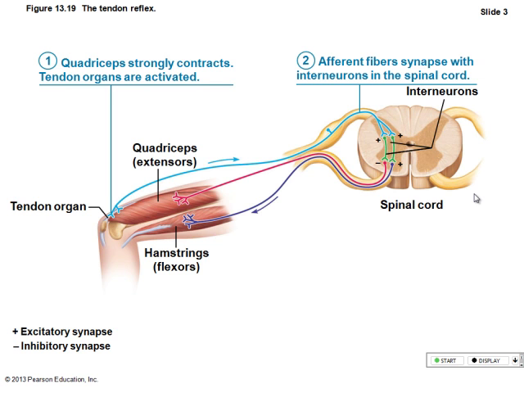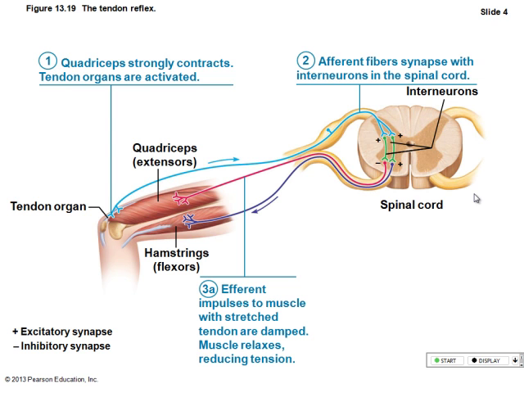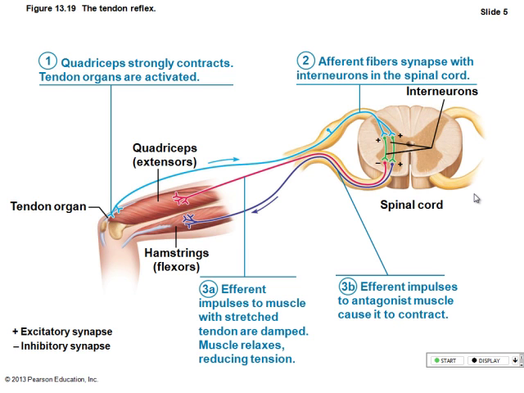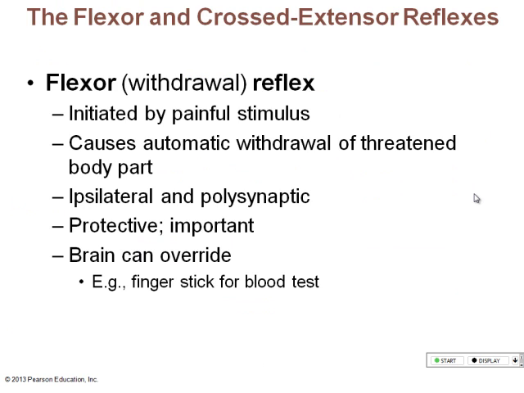Afferent fibers synapse with interneurons in the spinal cord. And then we send efferent impulses to the stretched tendon that are dampened. So the muscle ends up doing what? You've got to relax some muscles to reduce tension for the movement to take place. And then the efferent impulse to antagonist muscles causes them to do what? Contract. So that's the tendon reflex on page 517.